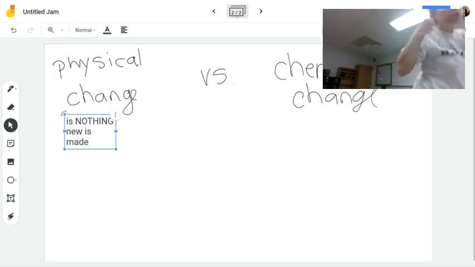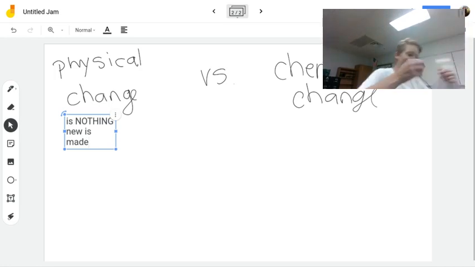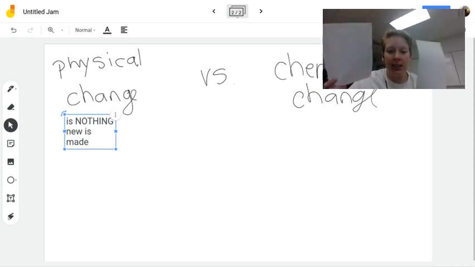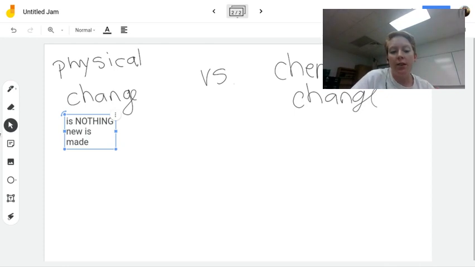Hold on a second. I want to do it. If I take this piece of paper right here and I rip it in half, have I made anything new? No. I mean, I have now two pieces of paper, but I didn't make anything new. It's still paper. So physical change is when nothing new is made.